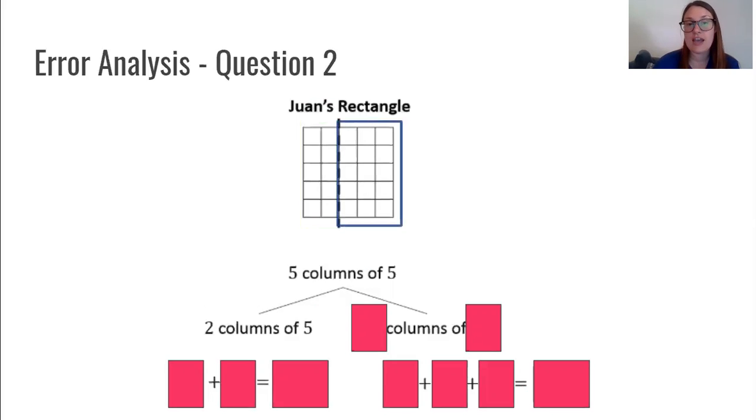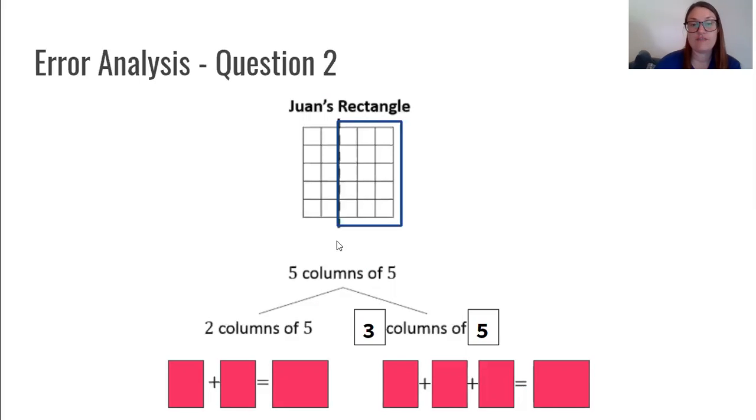What we need to look at now is the other side of the array, this part, okay? How many columns are in this part? Remember, columns go up and down. I want you to say your answer out loud. How many columns? Right, there are 3 columns going up and down. 1, 2, 3. How many squares are in each column? This one should be easy.